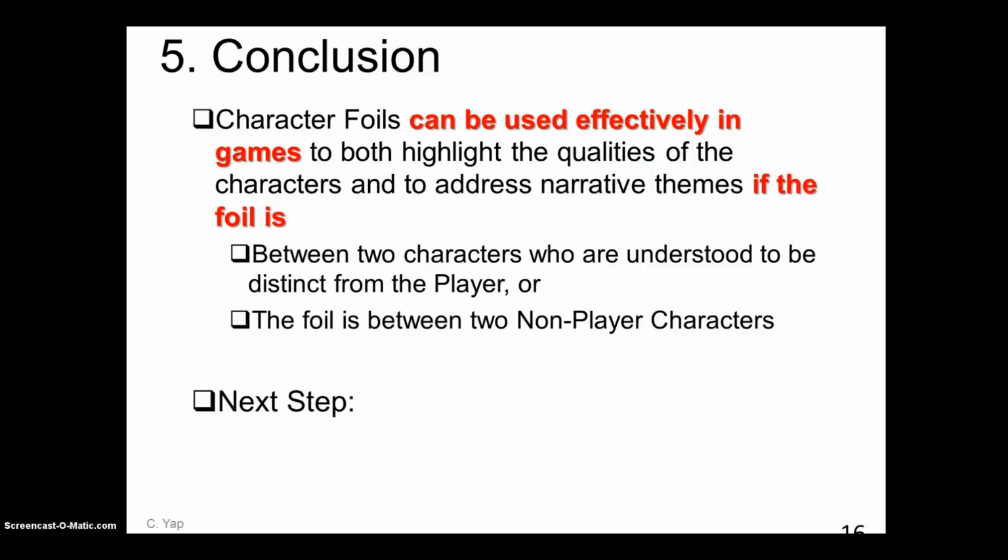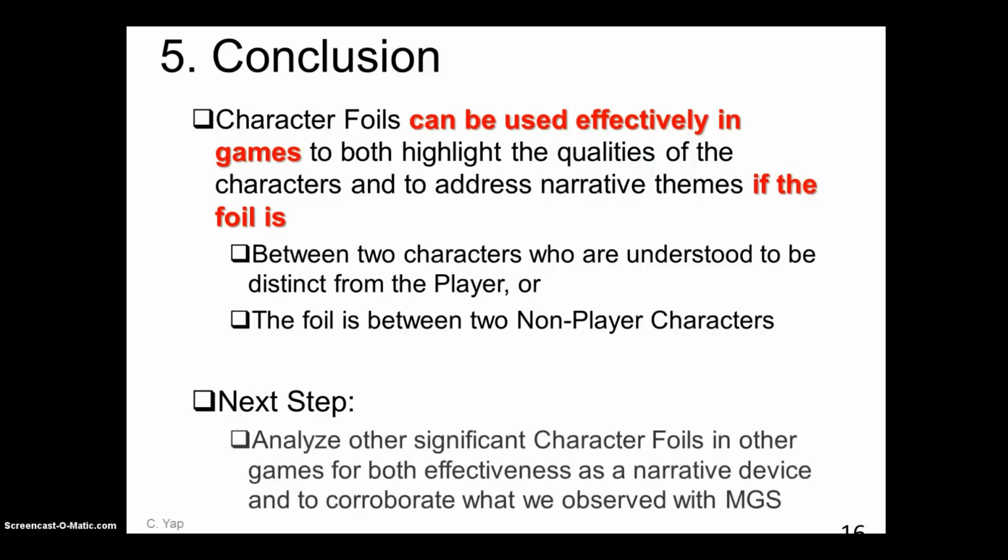So, we were able to observe this through the game Metal Gear Solid, but what's the next step? For the next part of this research, we need to analyze other significant character foils in other games for both effectiveness as a narrative device and to corroborate what we observed in Metal Gear Solid. So this research could potentially go in a couple different directions. We kind of want to look at the other games in the Metal Gear Solid franchise and see how this character foil carries out with other characters, because there are quite a lot of citable foils and things like that. Or we can just go into other different franchises, and we're sort of looking into other franchises as we speak.